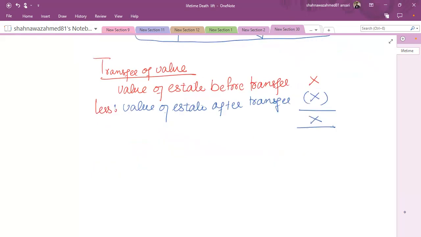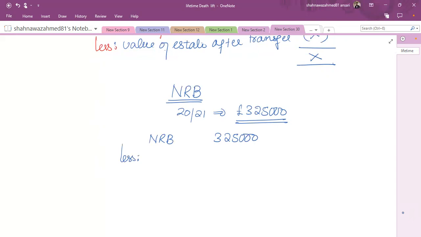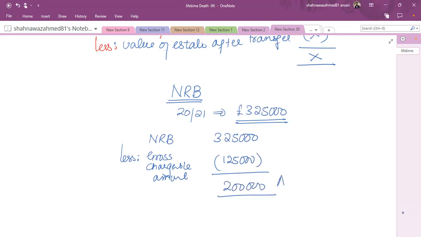Now, as far as the nil rate band, NRB, is concerned, NRB is available for every year in which the gift was made. But this NRB, we have to compare. Suppose the year is 2021 and suppose NRB is given as 325,000. But we will not deduct the entire amount. Rather, we have to follow a rule which is called the 7-year accumulation rule. And we have to compare this NRB with the gross chargeable amount of the last 7 years. If there is any gross chargeable amount, suppose 125,000, then the leftover 200,000 is the available NRB.